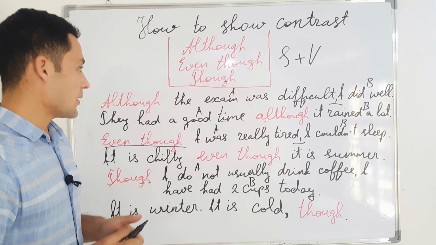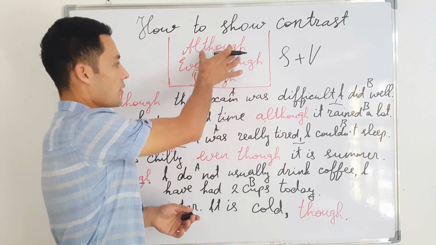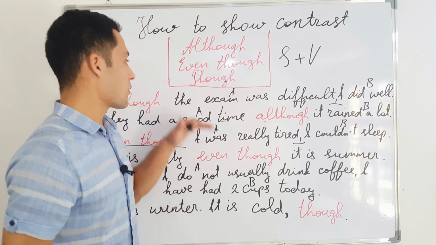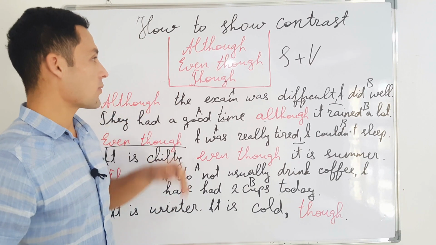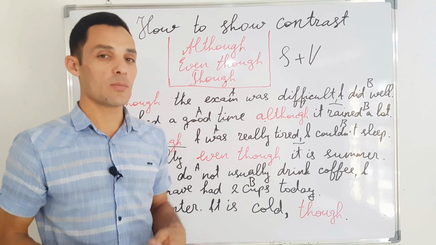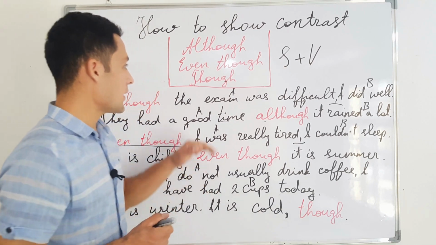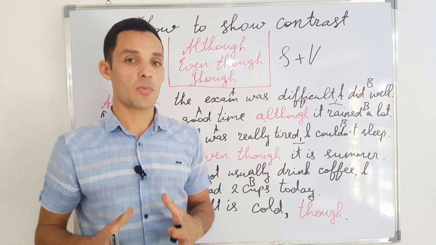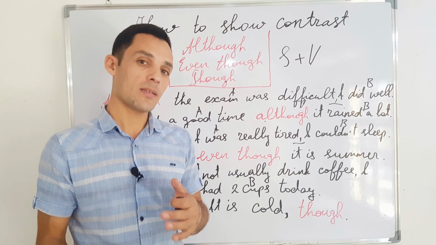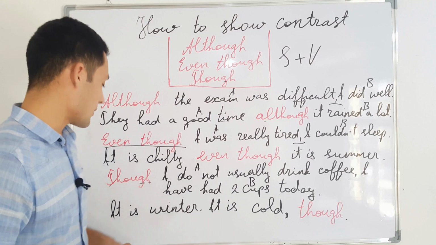Okay? And lastly, we have though. What's the difference between although and though? The difference is quite small; though is similar to although. In terms of punctuation, if we use though in the first position, we use a comma. And sometimes in spoken English we use though in the second sentence, at the end, of course. So I'll show you how to use though in sentences.